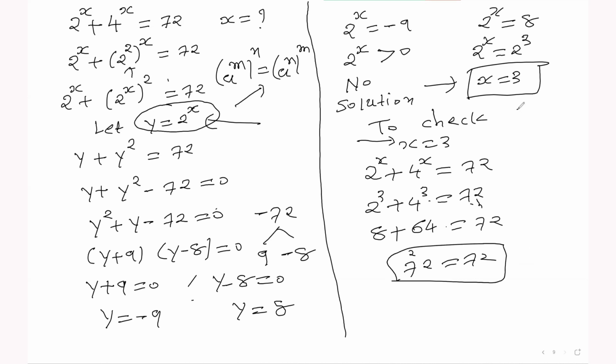That means x = 3 is the correct solution for the equation 2^x + 4^x = 72. Thank you, guys.